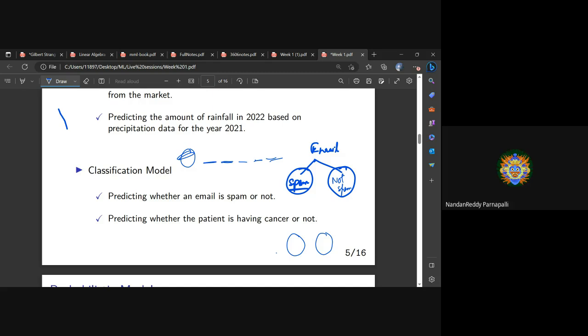Test passed or not. Given a test, you either pass the test or not pass. So again, such kind of problem is a classification problem.